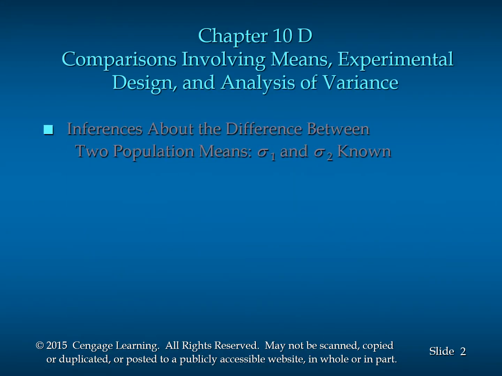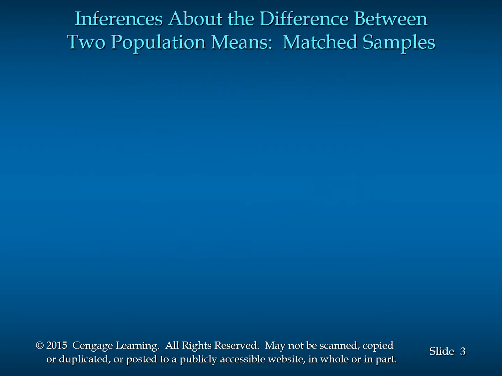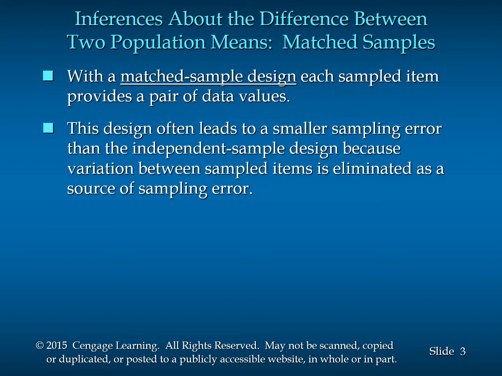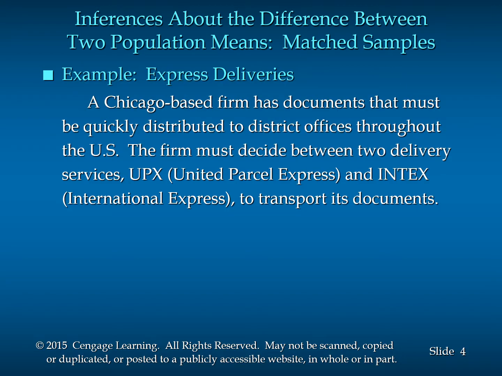There is a special case in making inference about the difference between two population means when we have matched samples. Frequently in business situations, we can get data where each sampled item has a pair of data values. And this will lead to smaller sampling error because the variation between the sampled items is eliminated. We'll work through an example.